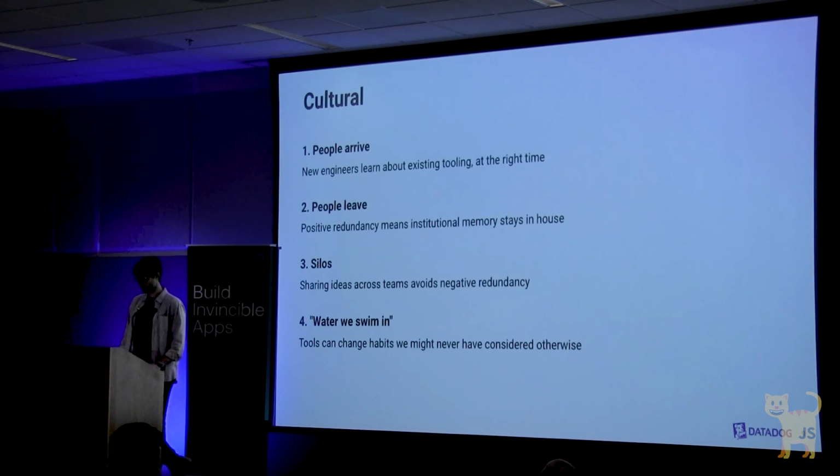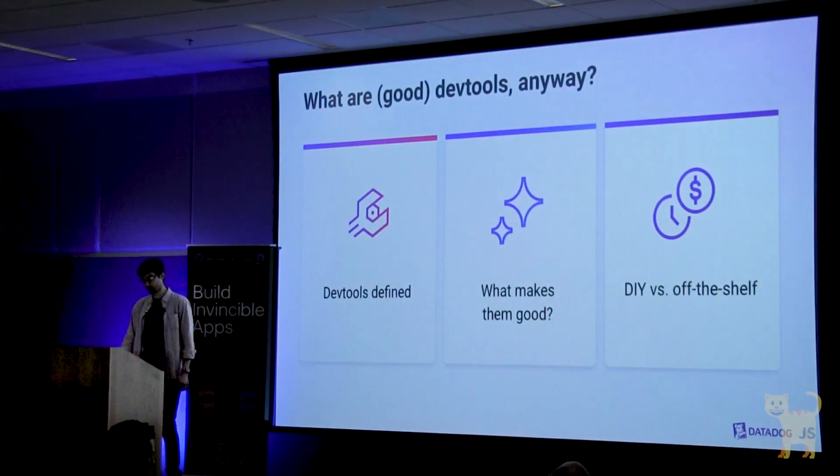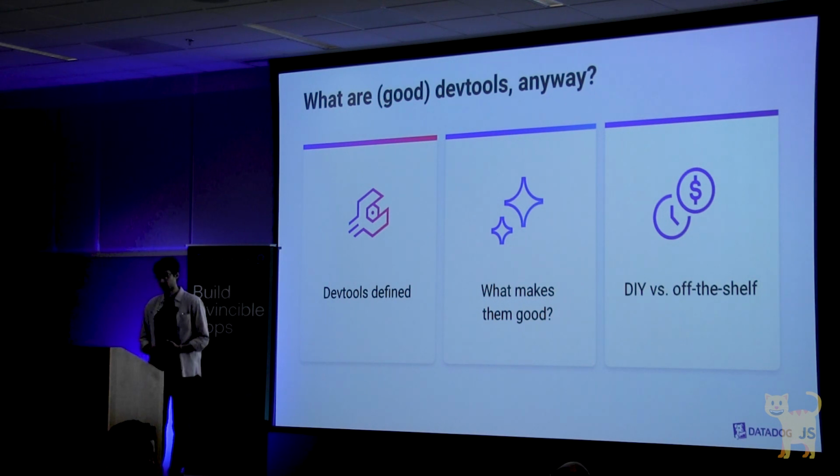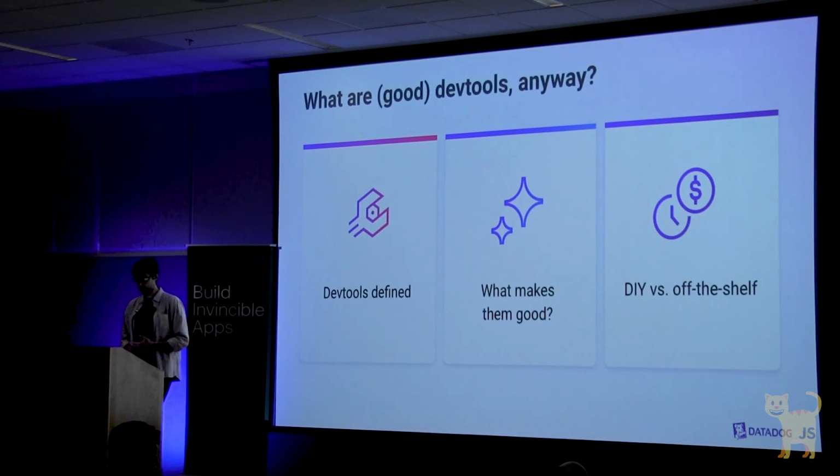A good example of this is the way that Git tools like Graphite make stacked PRs the default way of working. But without those tools, stacking PRs is a really inconvenient and maybe even inconceivable way of working. So I'll talk about my working definition of Devtools, some qualities that make them good, and trade-offs between using an off-the-shelf tool and doing it yourself.